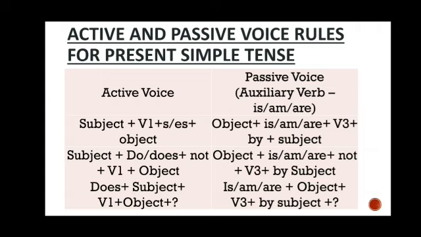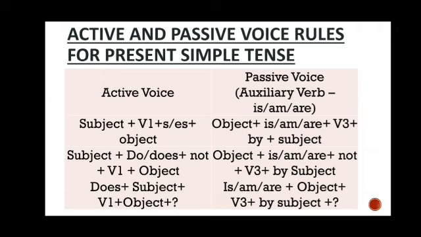Means in simple present you have three states. One is assertive, another is negative, and the last is interrogative. Okay, and while you are changing these sentences into passive voice, see what you will do. Here subject, verb first, and then object is given. Then when we are changing active to passive, at first we are writing the object.